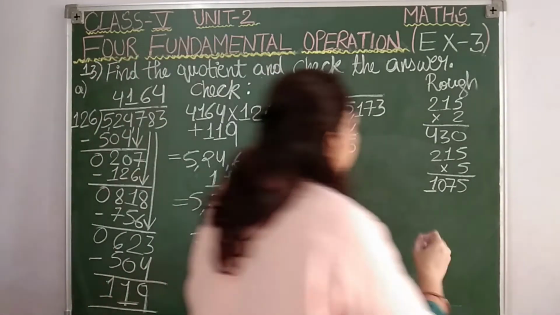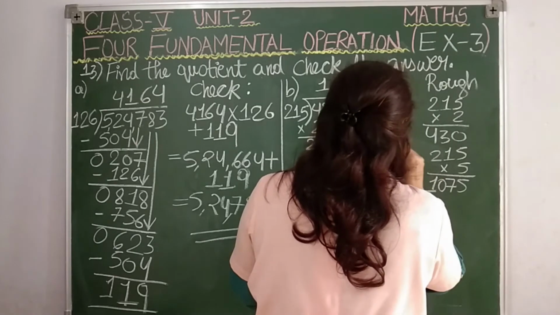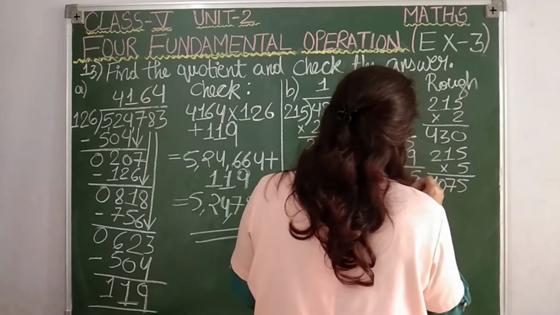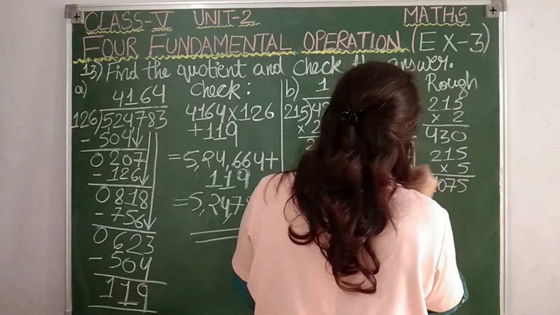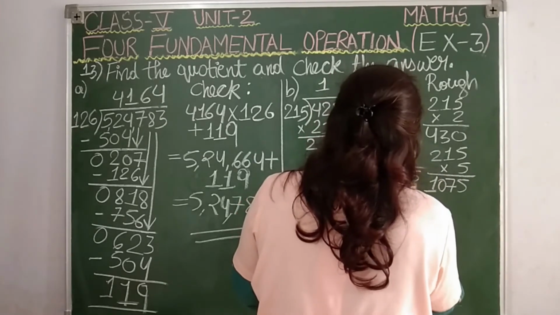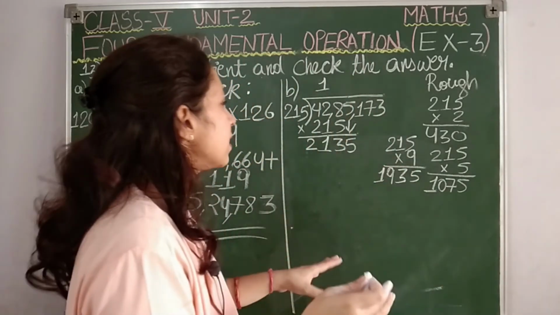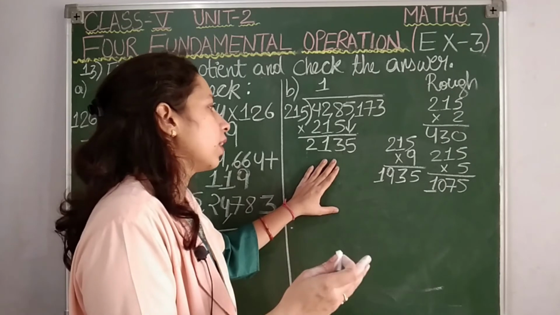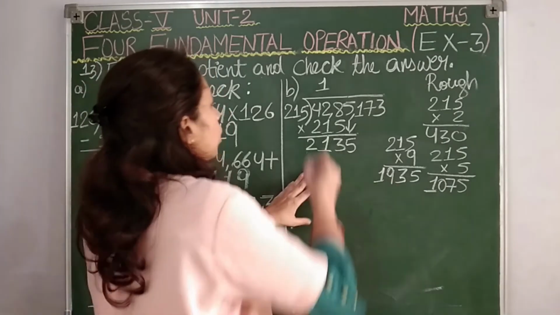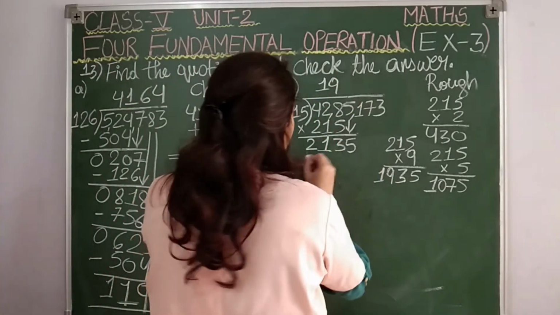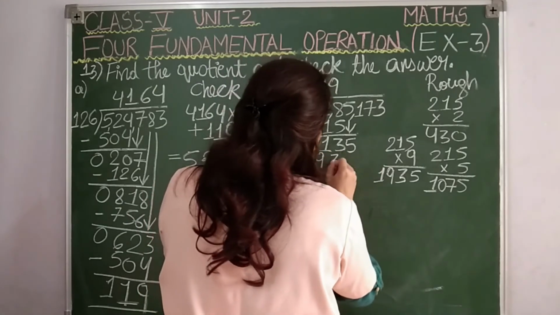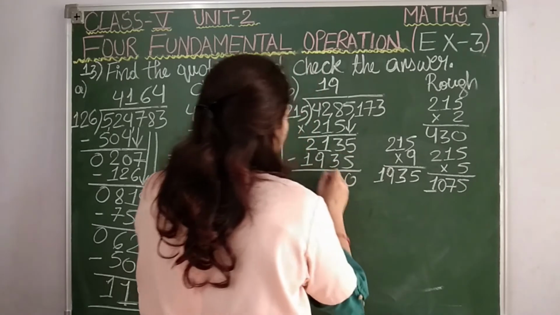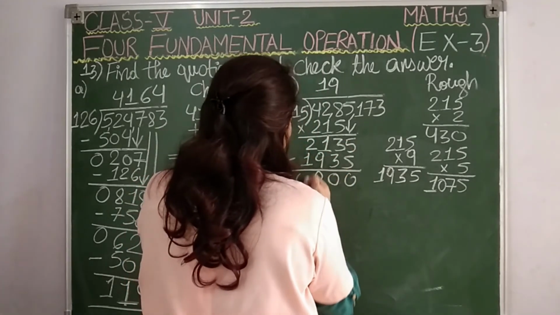So let us check it with 215 9s are. Okay, 9 5s are 45, 9 1s are 9, 10, 11, 12, 13, 9 2s are 18, 19, 1935. Then 215 10s are, we'll get 2150, which is greater than 2135. That means this we have to take. So 215 9s are, I'll take 1935. Okay, 5 minus 5 is 0, 3 minus 3 is 0, 11 minus 9 is 2 here.